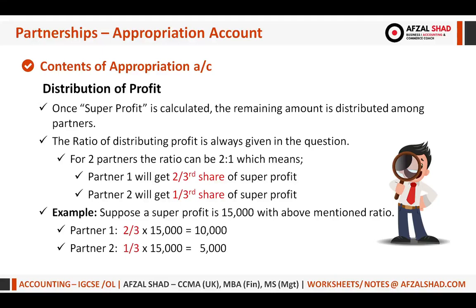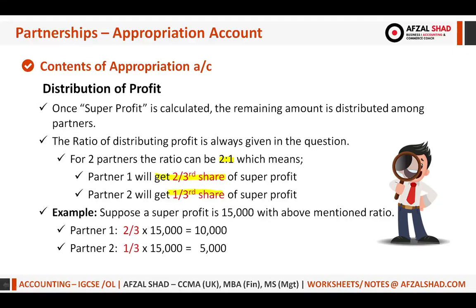If it is mentioned in the question that the partners are going to distribute the residual profit in the ratio 2:1, what do we mean by that? Partner A, or partner 1, is going to get the 2/3 share and partner 2 will get 1/3 share of the super profit. So how would you calculate that? 2:1 means 2 plus 1, the whole share is 3. The first is going to get 2 out of 3, the second is going to get 1 out of 3, of the super profit.